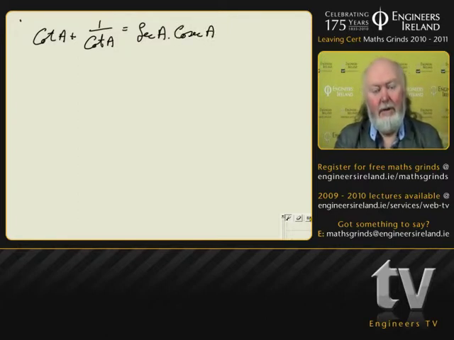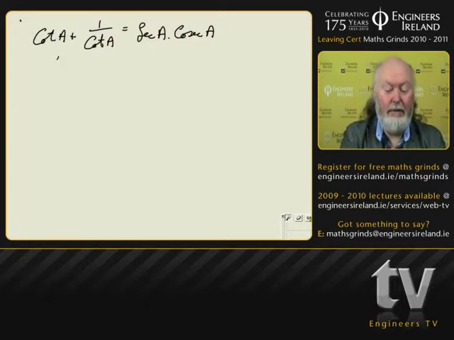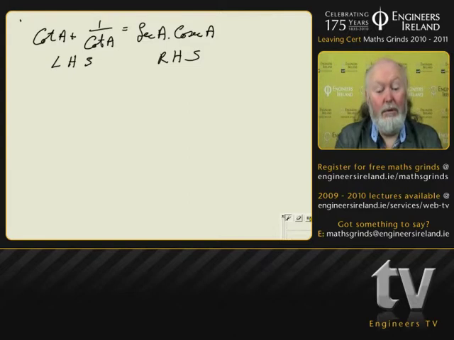Now, I think you can recognize that one of the reasons he'd have given this question is just so as to get you used to what cot is and sec is and cosec. You're getting all three of the reciprocal functions. The basic rule about these things is that you actually work on one side. Now, generally we refer to that as the left-hand side, and this is the right-hand side. Now you get to choose which one you go and play with.